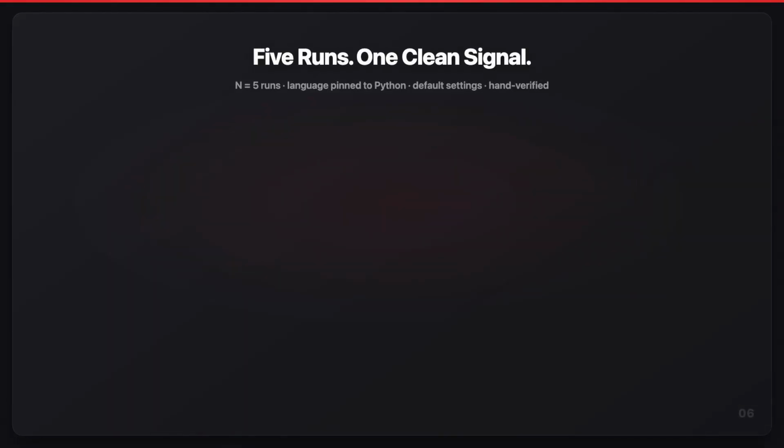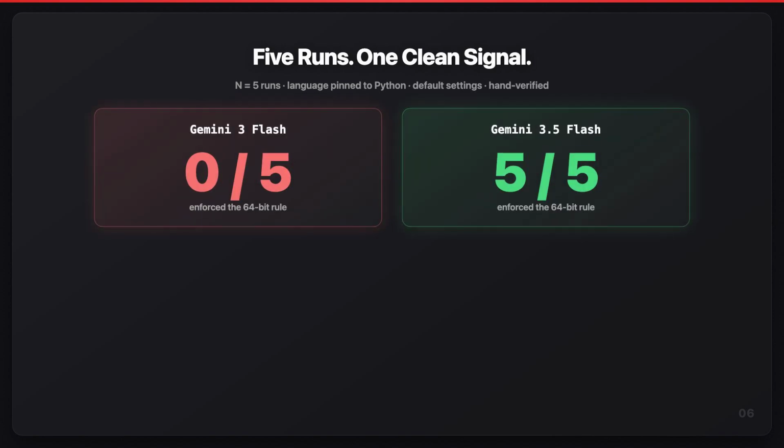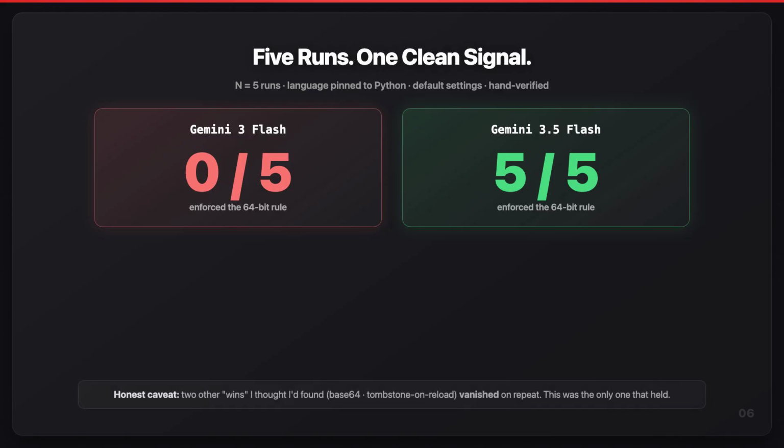Now, one run could be luck. So I did the science. 5 runs each, same language, default settings untouched. Gemini 3.5 Flash enforced that rule 5 times out of 5. Gemini 3 Flash, 0 out of 5. And I'll be honest with you, 2 other differences I thought I'd found completely vanished under repeat testing. This was the one that held up.